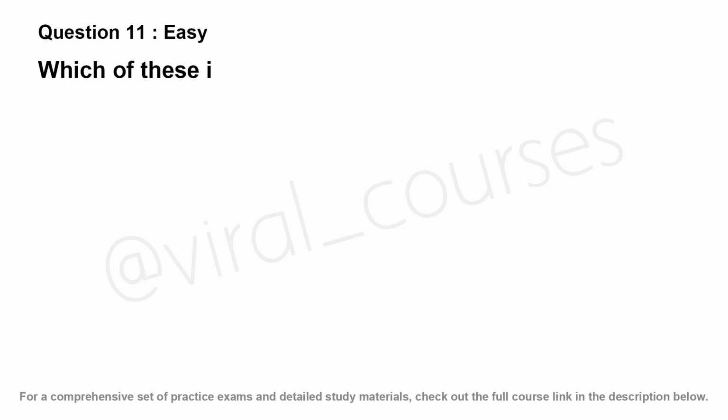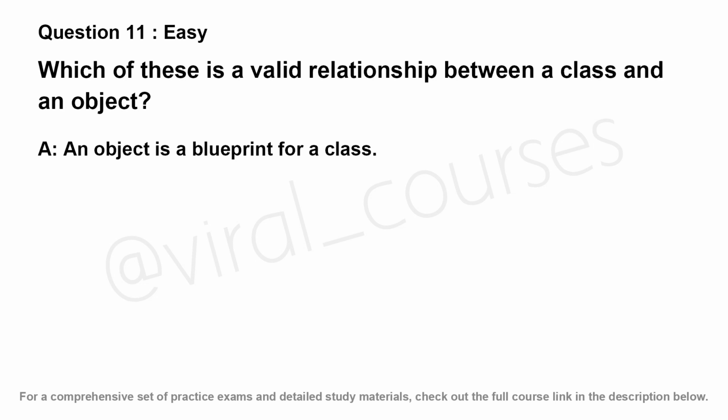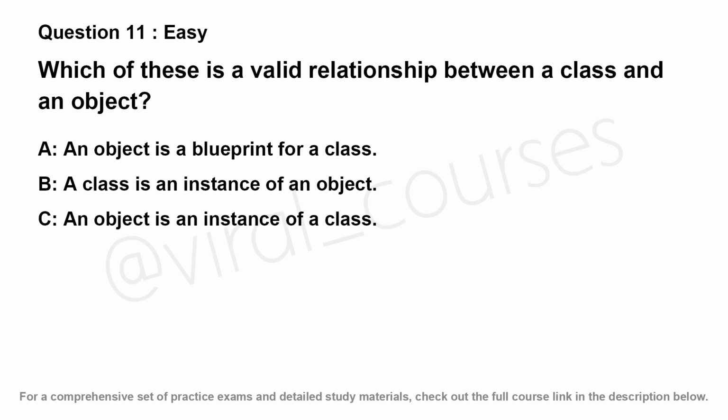Which of these is a valid relationship between a class and an object? Option A. An object is a blueprint for a class. Option B. A class is an instance of an object. Option C. An object is an instance of a class. Option D. Classes and objects are the same thing.